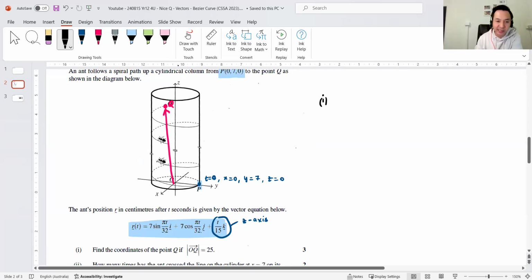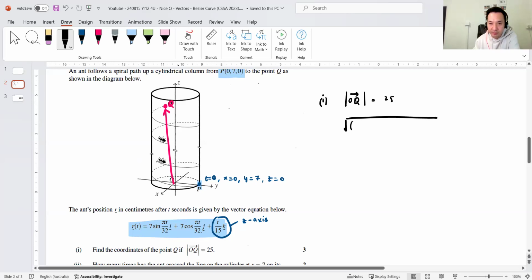Now in part I, it's basically telling you that the magnitude of OQ is 25, right? Now, magnitude, basically, I'm going to square, so square this guy. Let me make sure that's right. So I'm going to square both sides. Actually, you know what? I'll do the working out first, right?